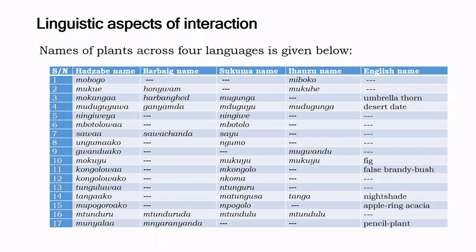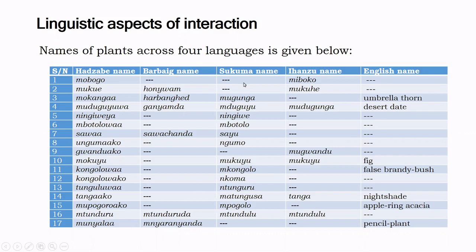And as a person interested in language contact, I tried to compare names of these crops. Like when I was in Munguli, Mobogo is also Mibogo in Hanzu. Mukue, and Mukuhe in Hanzu. I'm trying to check the one which is close. Sawachanda. Mtunduru, Mtunduruda, the Hadza and Datoga, because I'm also engaged in research about Datoga.